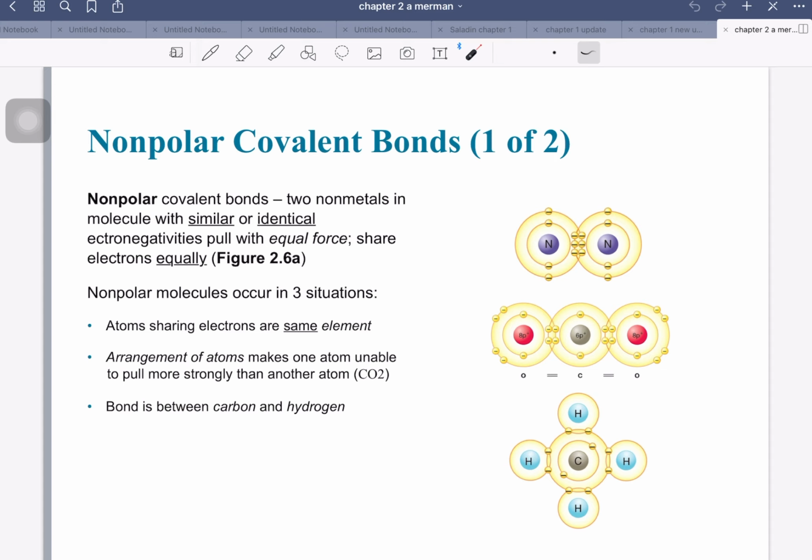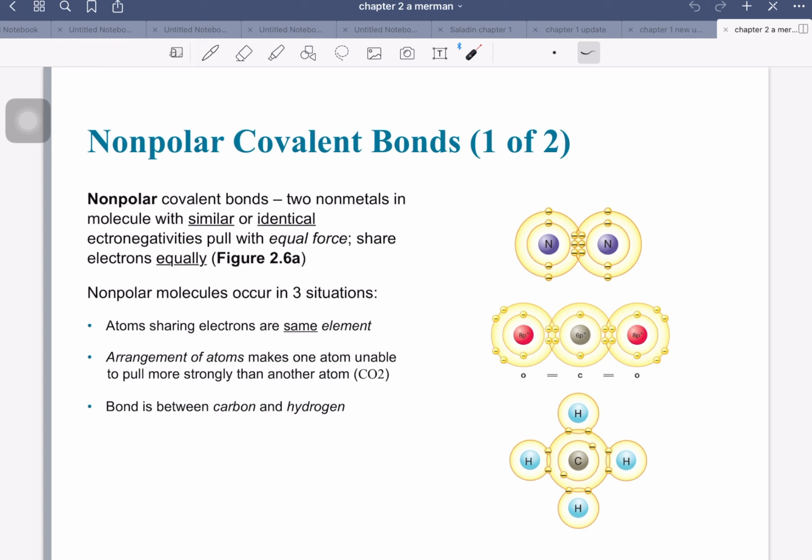So once we have this sharing of electrons, there's a couple major cases, and one is that group of non-polar. When I'm looking at non-polar covalent bonds, these are two nonmetals in the molecule with similar or identical electronegativities. And the key word is that they share the electrons equally. So both of them will share the extra electrons in a very equal manner.